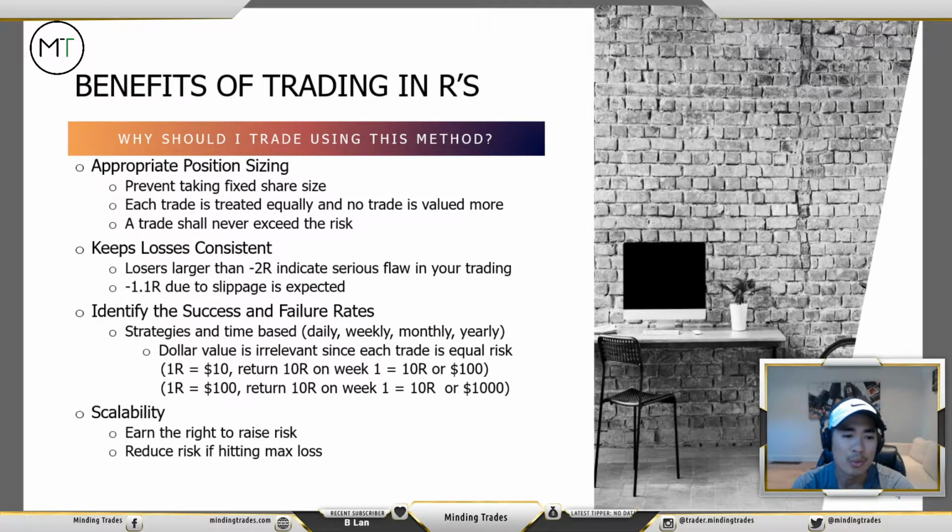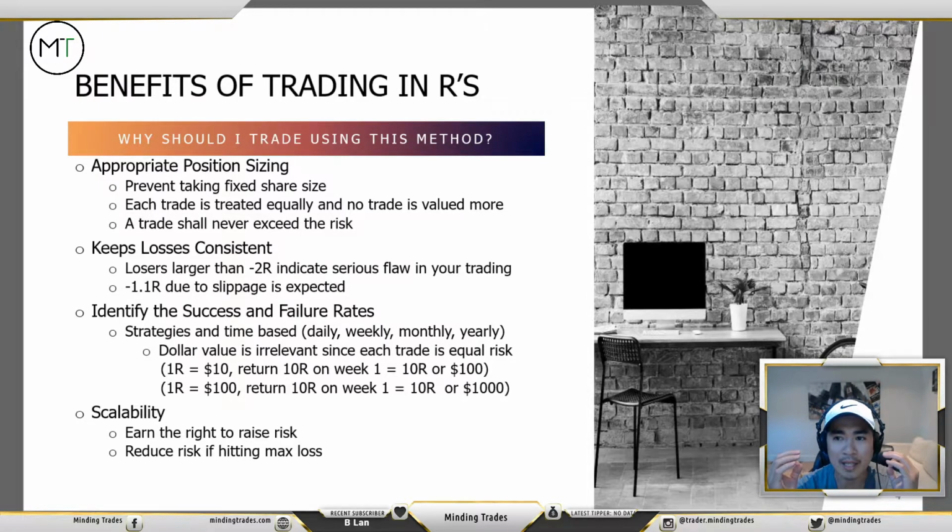So number 2, you want to keep that loss consistent, right? No loser should ever be larger than 2R or 3R or 4R. Or in other words, blow up days or blow up trades, right? Never, because that is ridiculous. That's basically indicating that there's a serious flaw in your trading. Something needs to be revised or looked at, because that's an immediate danger.